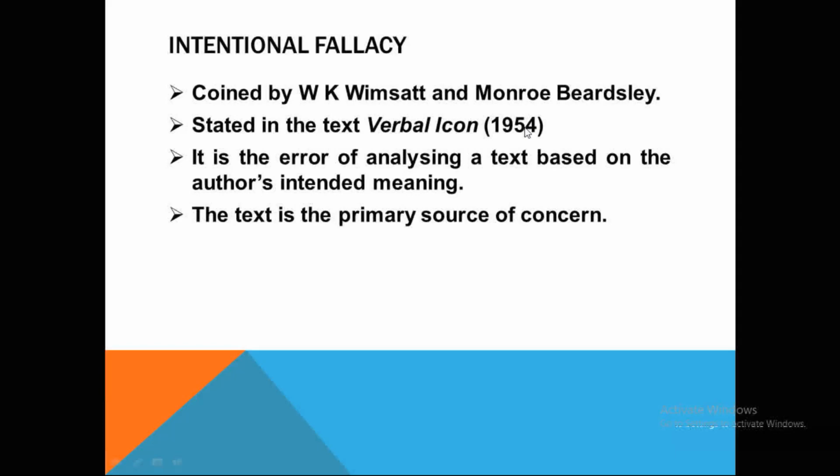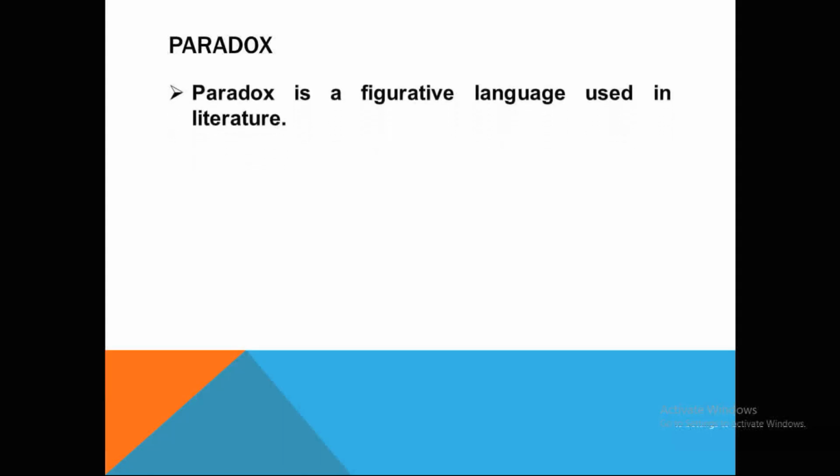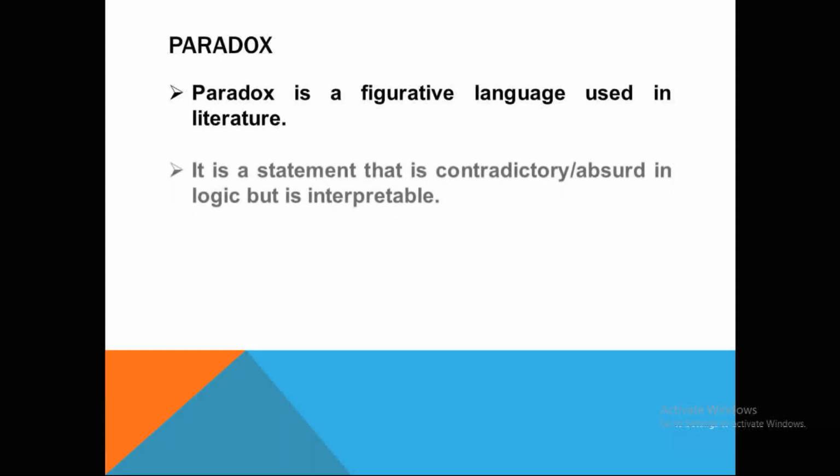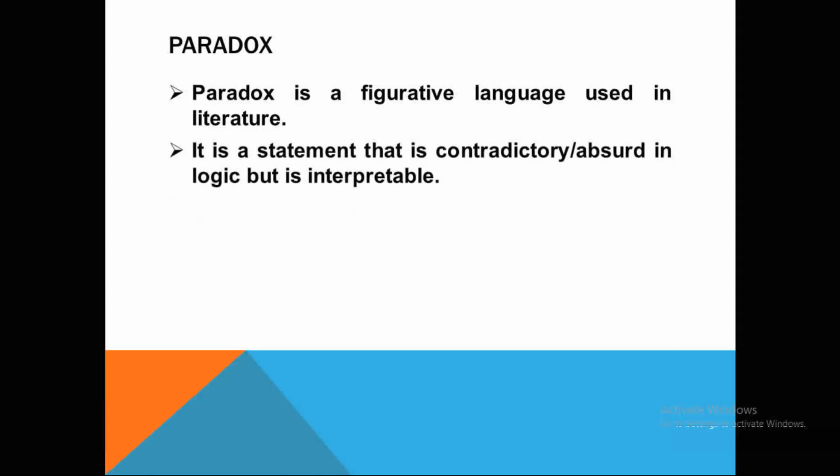Then we have another term which is quite often seen in literature, that is paradox. You might be aware of the latest book by Shashi Tharoor, The Paradoxical Prime Minister. Now, what is a paradox? A paradox is a kind of figurative language used in literature, a statement that is confused or contradictory or absurd in logic but is interpretable. So actually the statement is absurd, but when you come across it, it can be interpreted.